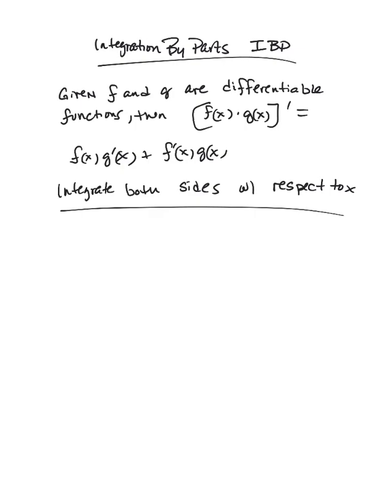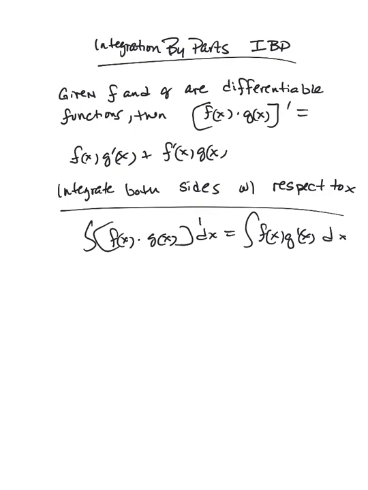Okay, so let's see what we get. We're going to integrate f of x times g of x, prime, dx, and then we're going to integrate f of x g prime of x dx plus the integral of f prime of x times g of x dx. Okay, the integral of a derivative is just the function, right? If you integrate a rate, you get the amount that you started with before you got the rate.